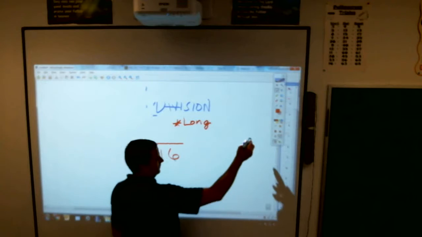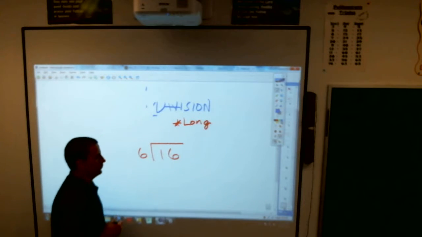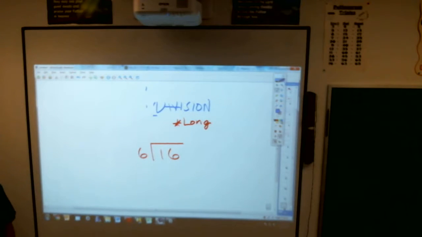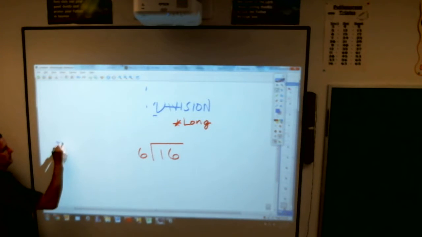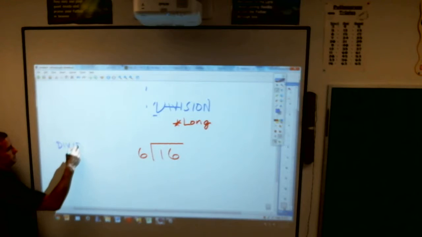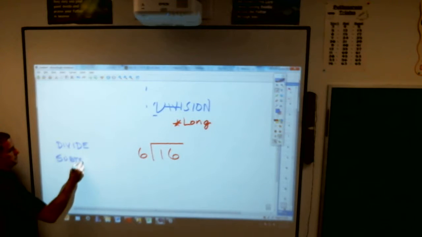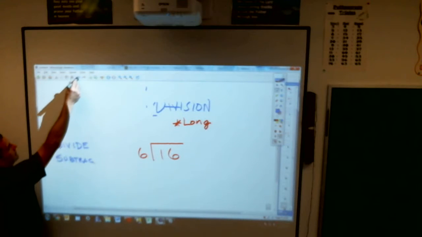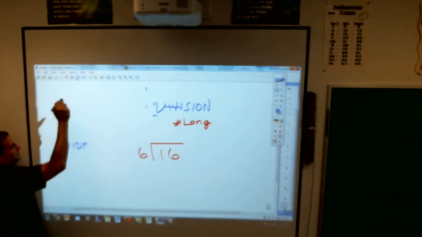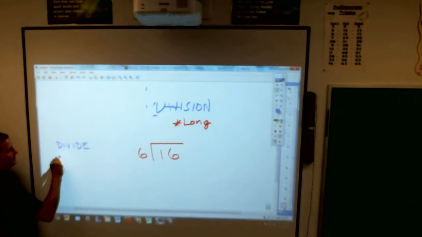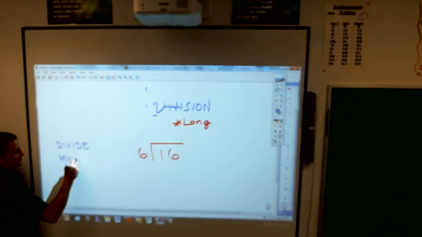We have this algorithm. And if you remember, an algorithm is the order that you do something or the way you do something. And it goes like this. First of all, you divide. Then you subtract. Wait, sorry. Let's change that. First of all, you divide. Then you multiply. Then you subtract. And then you bring down.